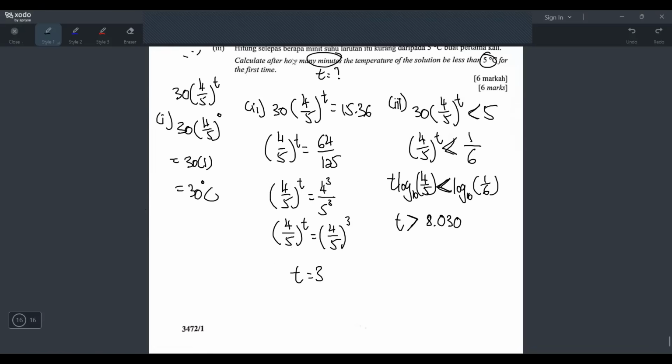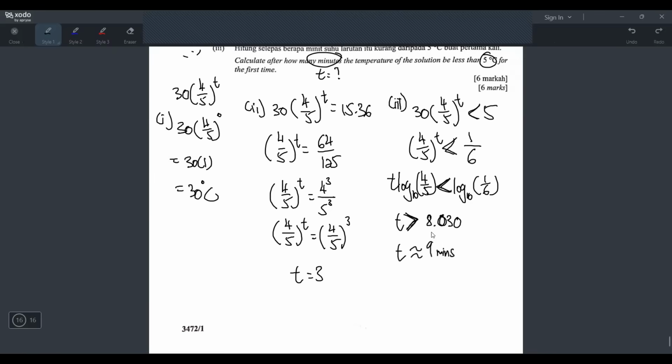Okay, now they say calculate after how many minutes the temperature is less than 5. 9 minutes. Okay, because the answer that comes out is 8.03, right? Okay, some students will get confused. They will say something like, hey sir, this one is 0, so I don't have to plus 1. So it means it's 8 minutes. Cannot. Look at this symbol. It means the symbol must be bigger than this. It means I have to choose 9 minutes, right?